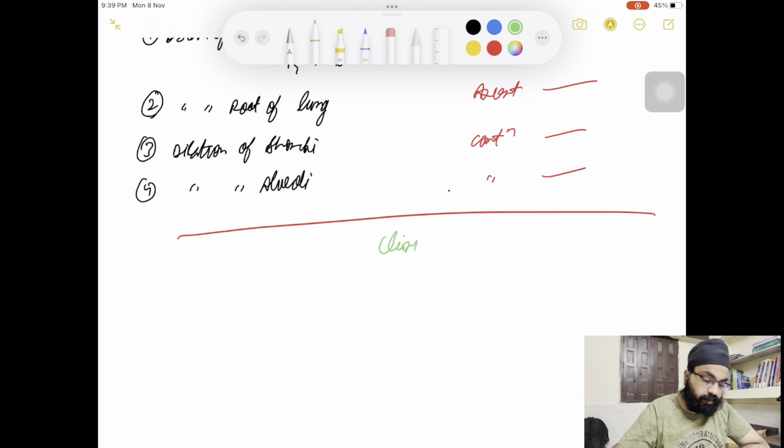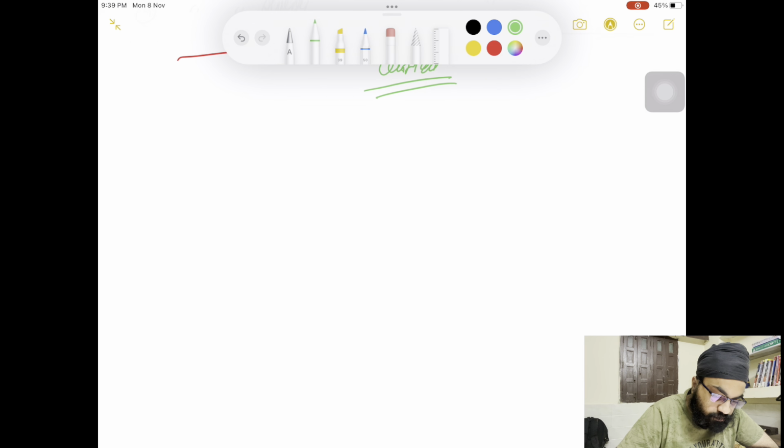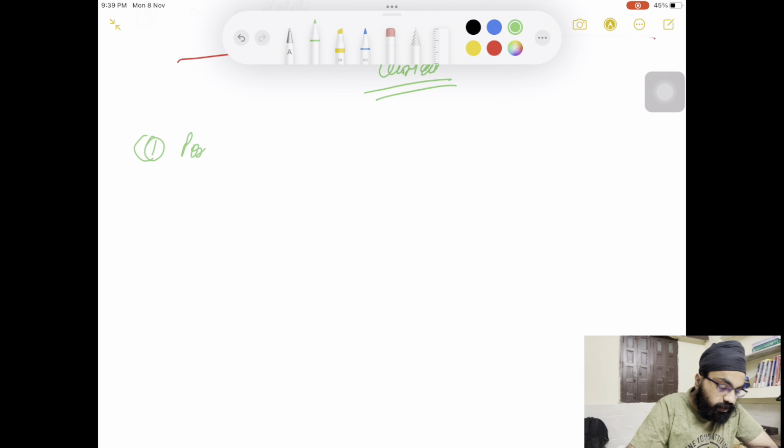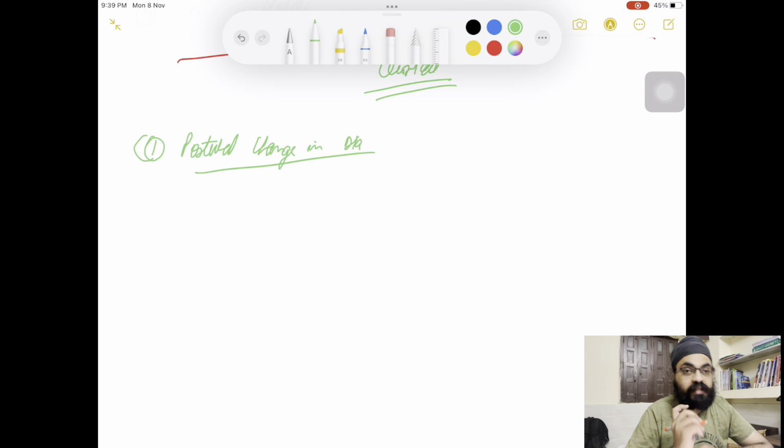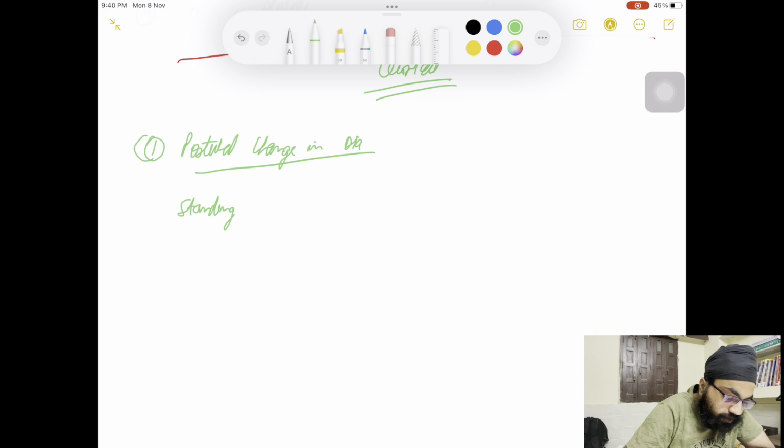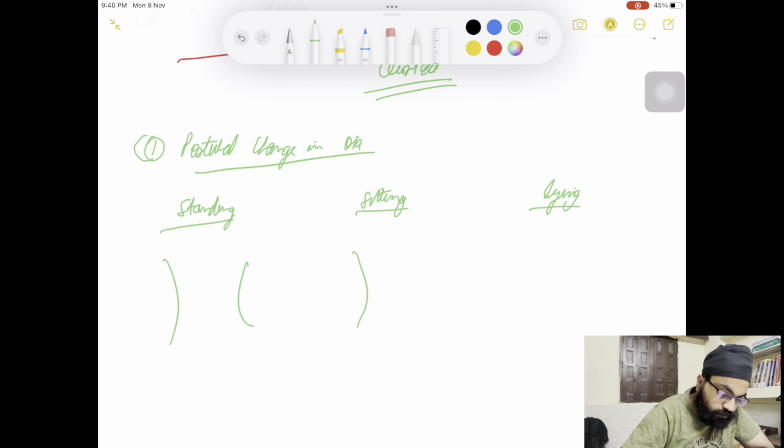Now coming on to the clinical aspects. The first one is the postural change in diaphragm. So diaphragm has three different positions, when we are standing, sitting, and lying down supine. Lying recumbent is a separate case, we'll talk about it separately, but firstly let's talk about the three main: standing, sitting, and lying.